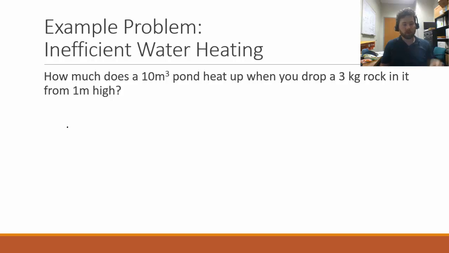In this example problem, we'll be looking at heating up something with friction, effectively. This is a way of looking at different types of energy changes than you typically do. So we're going to look at the case of dropping a rock into a pond, and that process then heating up the water. Now, as you might suggest from the fact that it's called inefficient water heating, it's not going to raise the temperature of the pond very much at all.